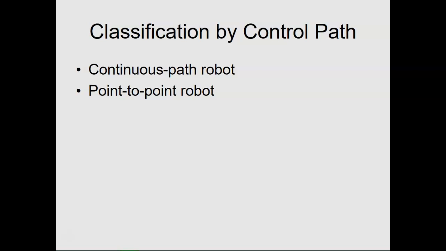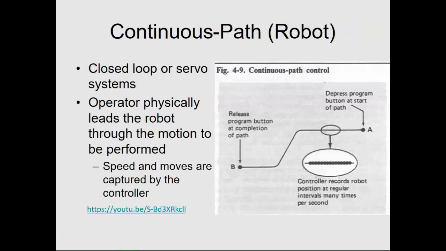So classifications by control path, you have ones that are called continuous path robots versus point-to-point robots. So continuous path means that these are closed loop or servo systems, but the operator physically leads the robot through the motion to be performed. Let's see if this will come up. And the movements are captured by the controller. This link will open. I'll let you see this.